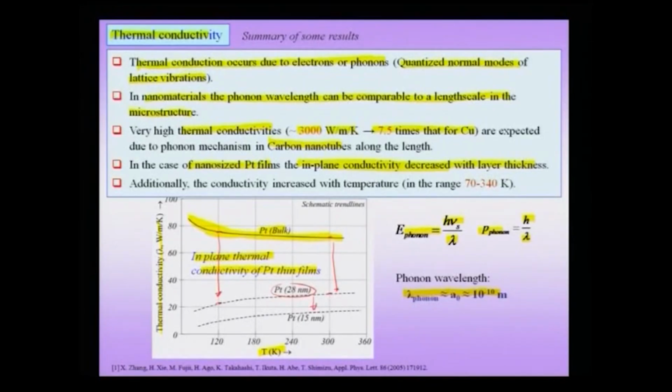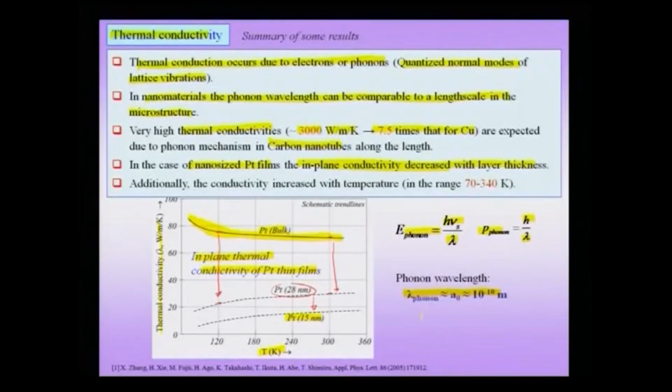Further, you also notice that if the film is made thinner, then the thermal conductivity decreases even more. That means a 15 nanometer film has a lower thermal conductivity as compared to a 28 nanometer film, which has a lower thermal conductivity as compared to the bulk. So, as you keep on increasing the thickness, at some point I would perhaps have a transition from what you might call the nanoscale regime to the bulk regime.